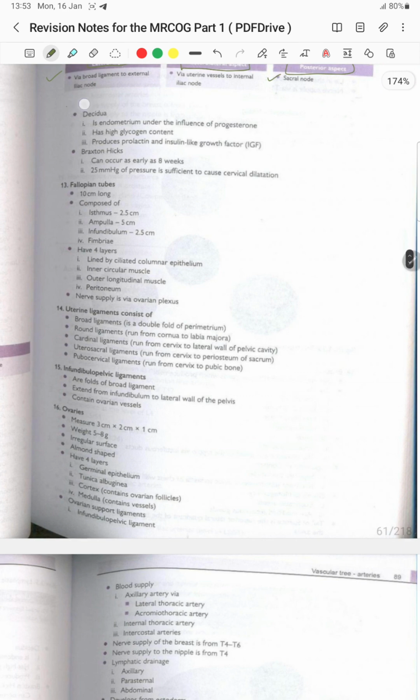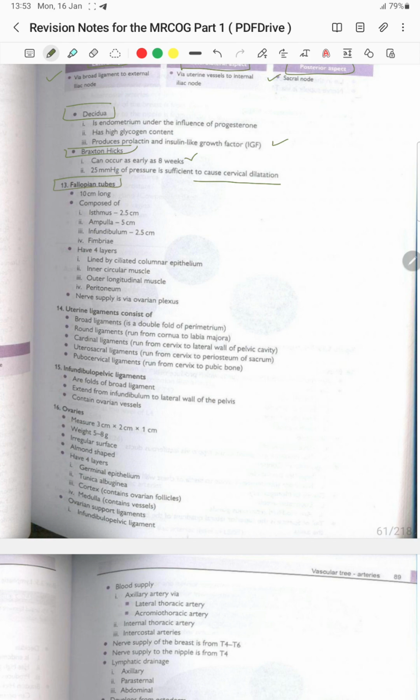The decidua is the endometrium under the influence of progesterone. It has a high glycogen content, and it produces prolactin and insulin-like growth factor. The Braxton Hicks contractions can occur as early as 8 weeks, and 25 millimeters of mercury of pressure is sufficient to cause cervical dilatation.